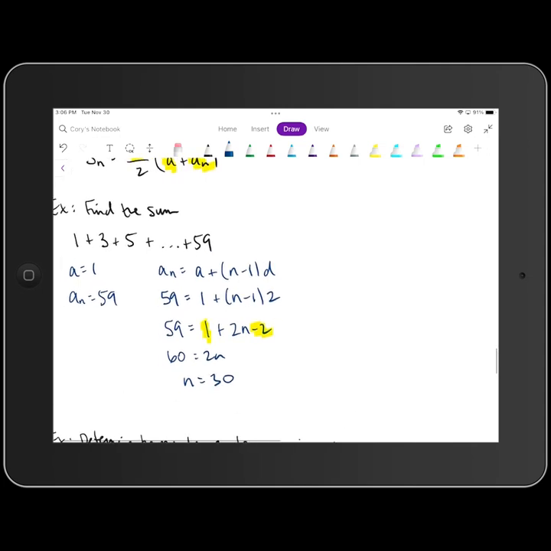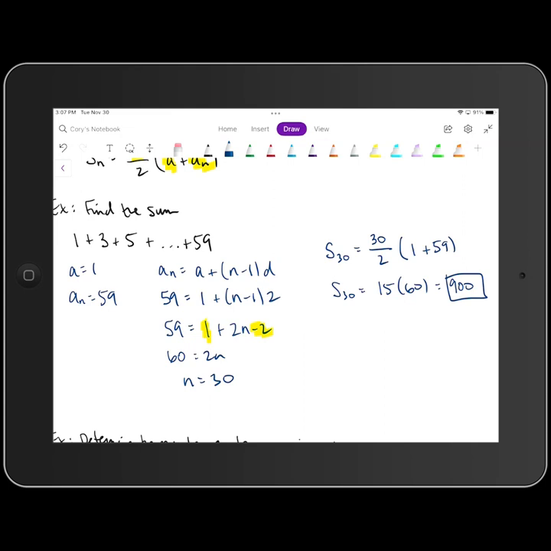And once we know n is 30, then we have everything that we need in order to figure out that sum. Okay, so s sub 30 is going to be n, which is 30, over 2, times the first term a, which is 1, plus the last term, a sub n, which is 59, and 1 plus 59 is 60. 30 divided by 2 is 15, and 15 times 60 makes that sum equal to 900. Okay, so that's going to allow us to figure out the sum of the terms in that sequence.